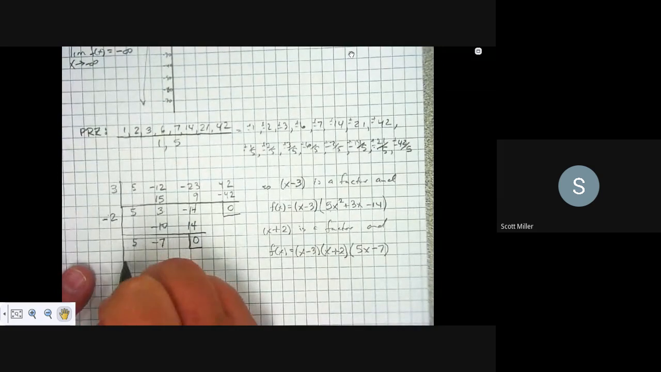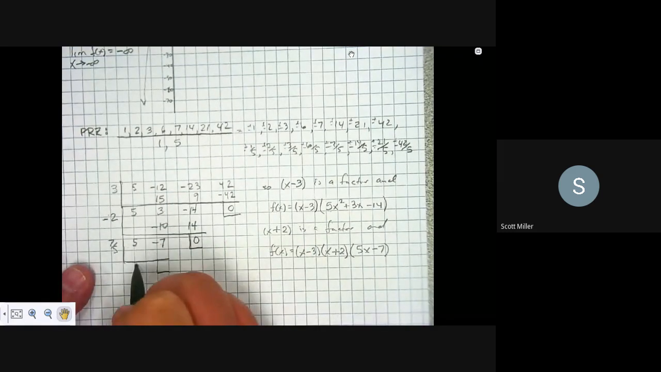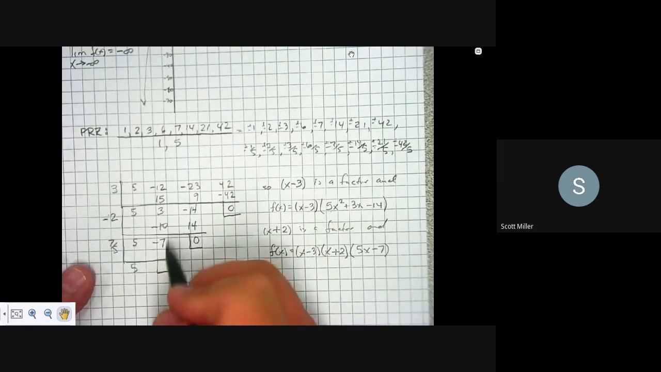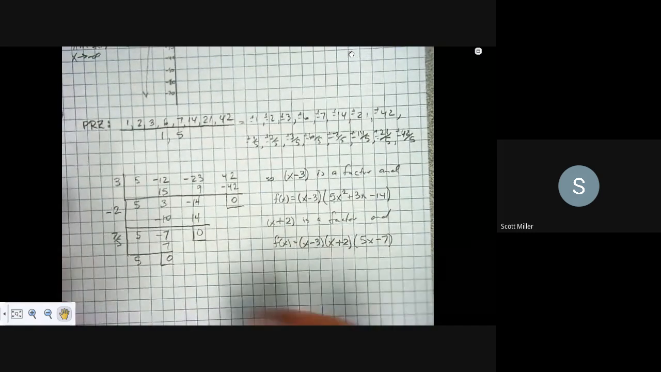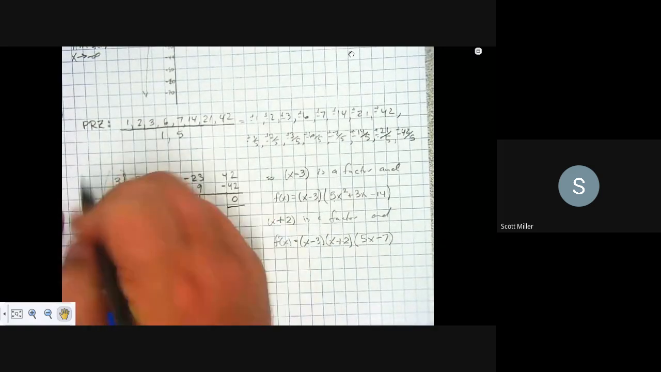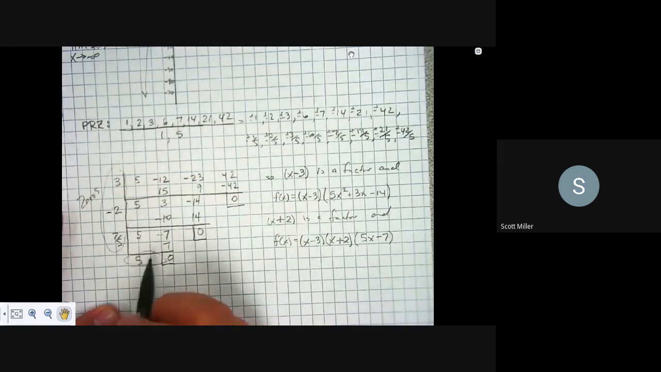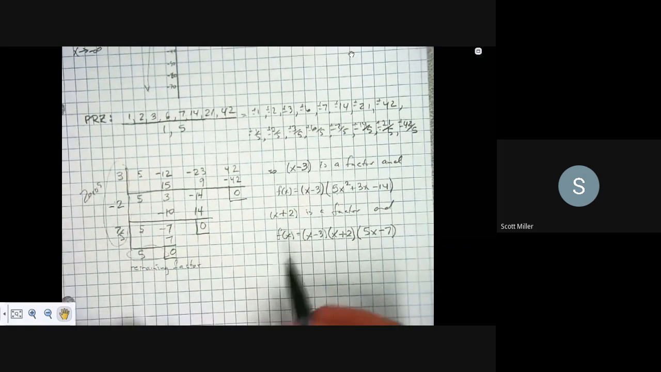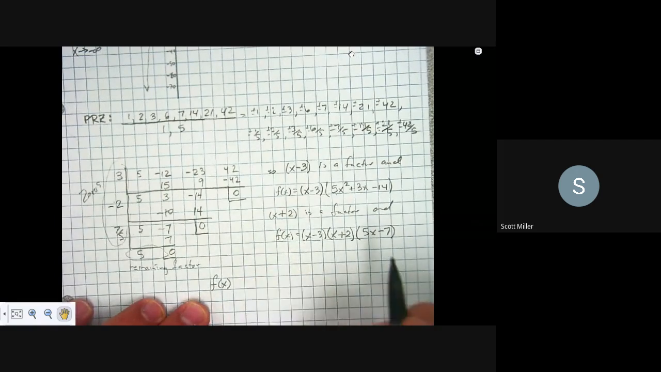What if I continue this process with 7/5? Well, that's easily done. Bring down the 5. 7/5 times 5 is just 7. And there you go. So all of these are zeros. Okay. And this down here is always the remaining factor. So you can't forget it. So the complete factorization of f of x would look like this in linear factored form.